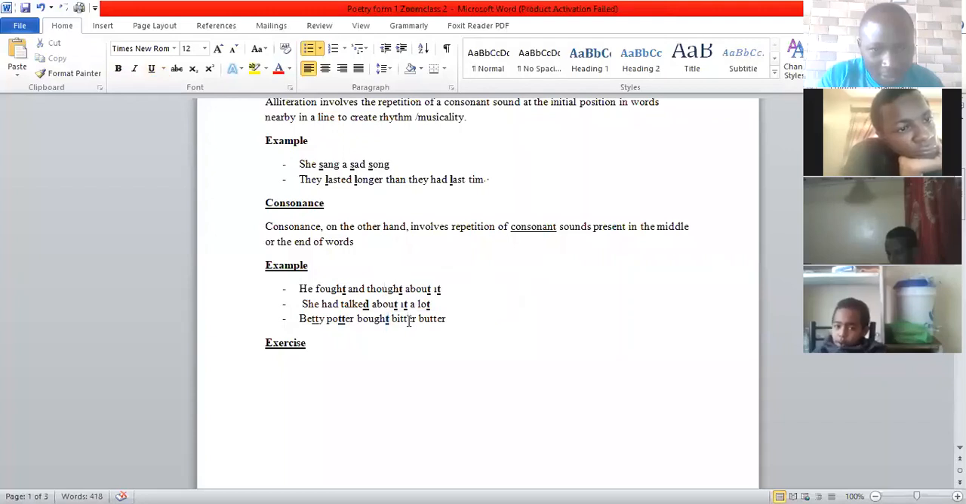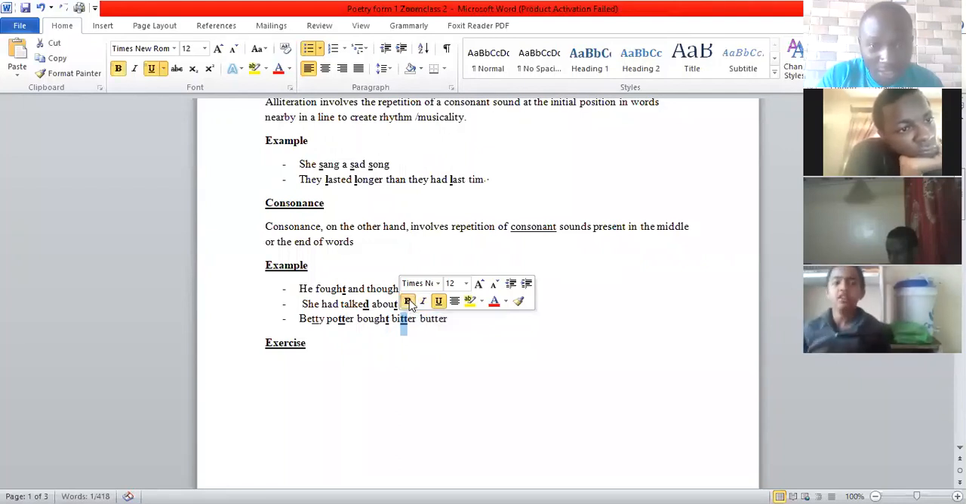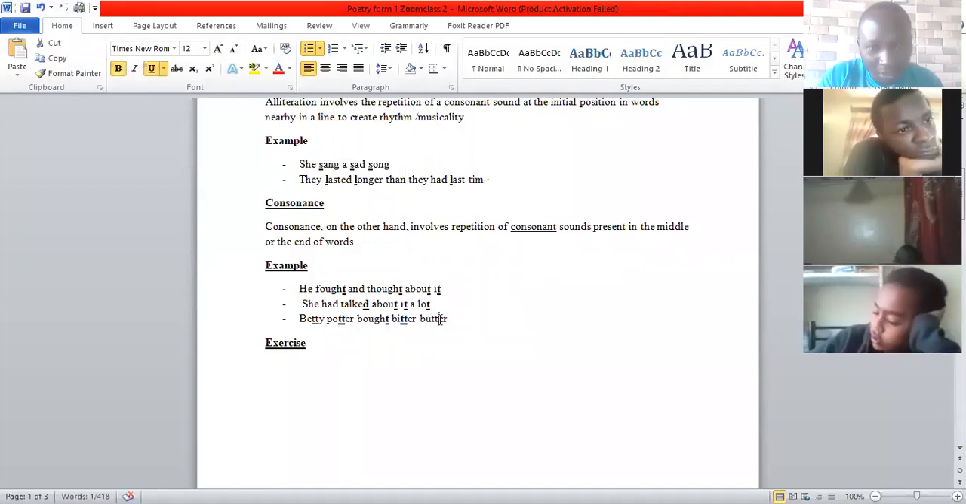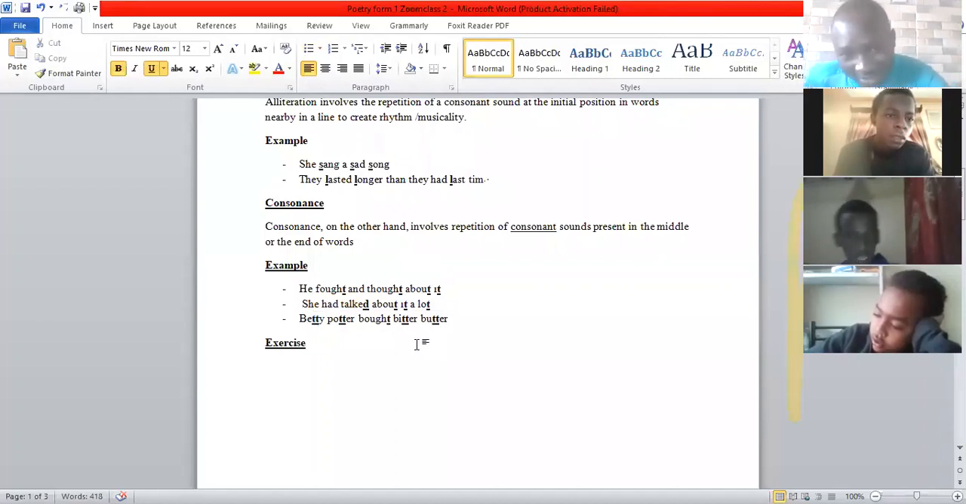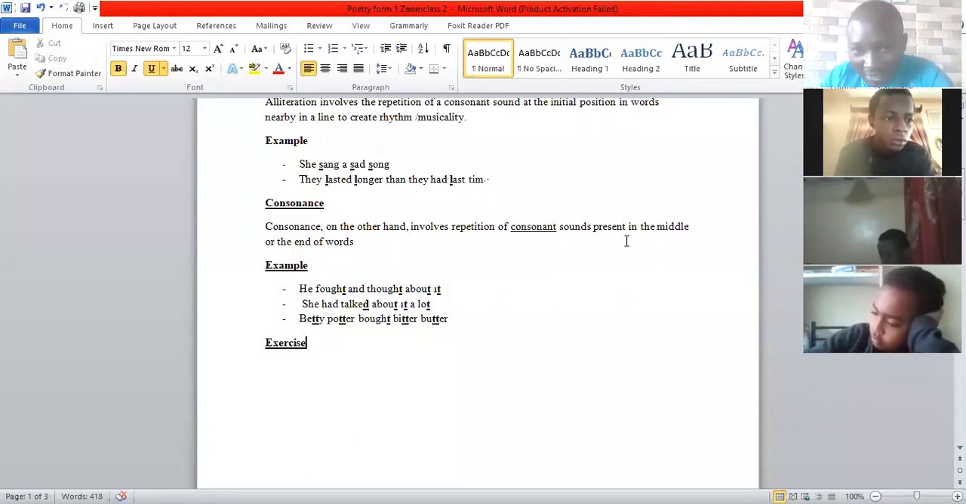Bitter, double T again in the middle, but producing the sound T, and butter, double T again in the middle, but producing the sound T. So you can see in these words that they have the sound T appearing in the middle, and in one word it's actually at the end. That one fully satisfies our definition here.